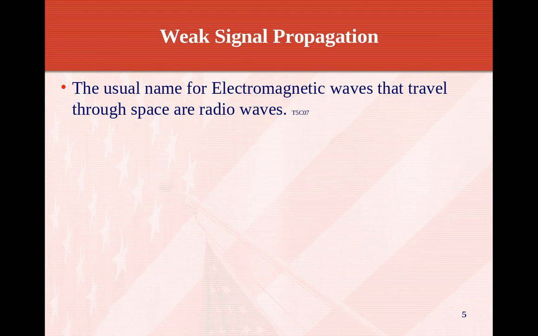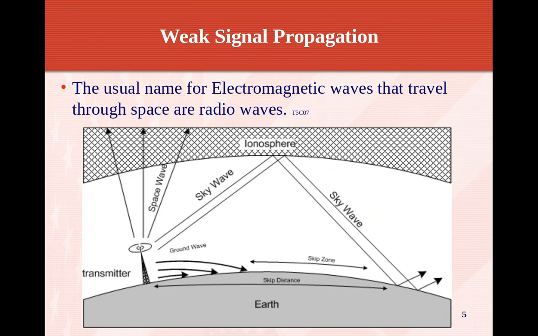The usual name for electromagnetic waves that travel through space is radio waves. So here's our transmitter. If we're transmitting on a frequency, we have a combination of space wave, which carries straight direct out, sky wave, which bounces off the ionosphere, and ground wave, which hugs the curvature of the Earth. We have a skip zone, and we have skip distance.